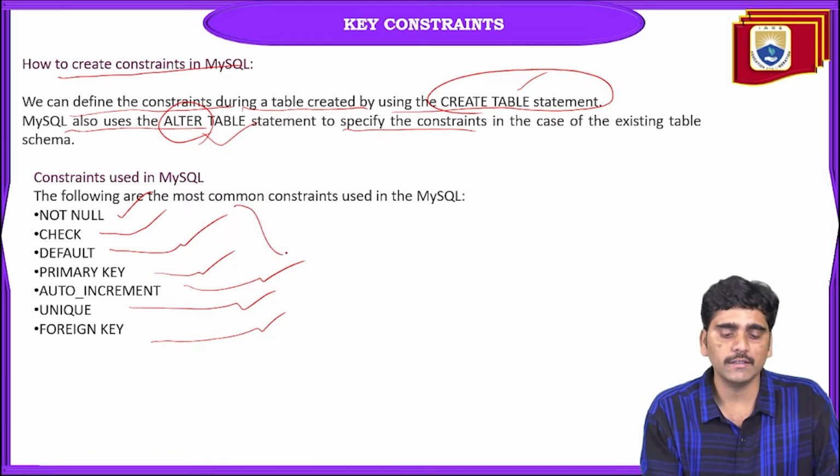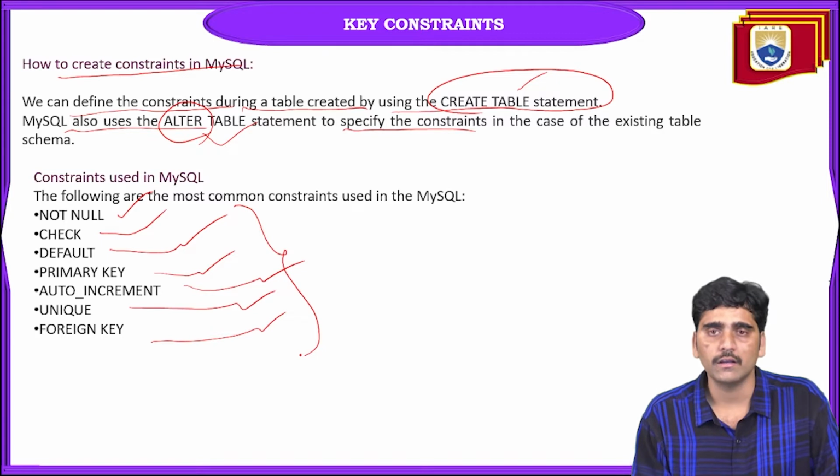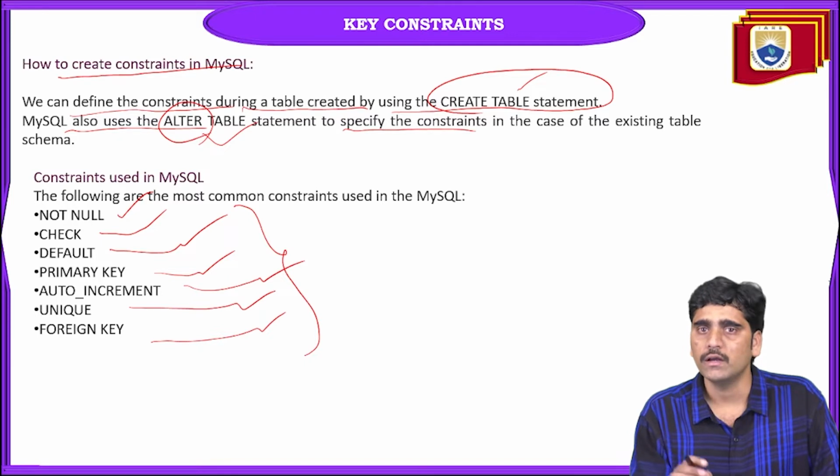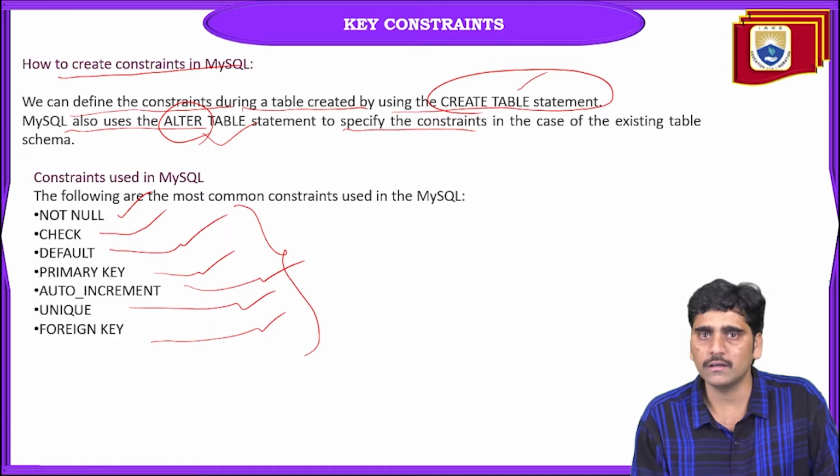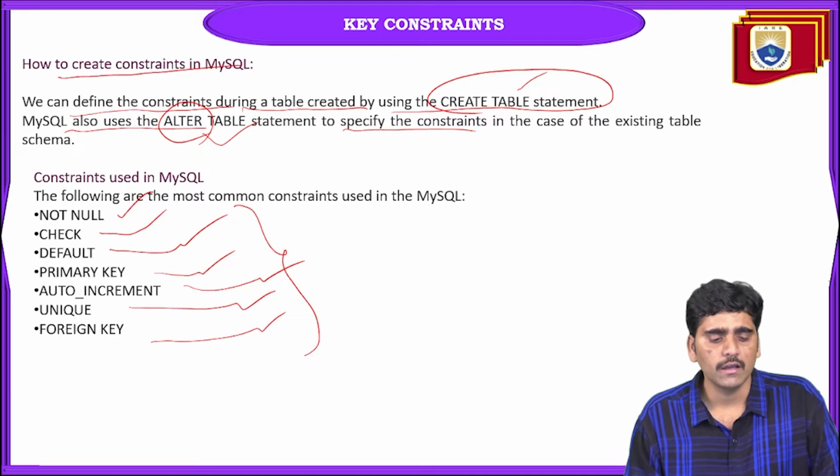So these constraints apply limitations to enter the data, or to not enter the data. When you specify certain constraints, you restrict what data can be entered. That is how you apply limitations to creating the data in the table. We'll see how the constraints are applied at the table level or column level.